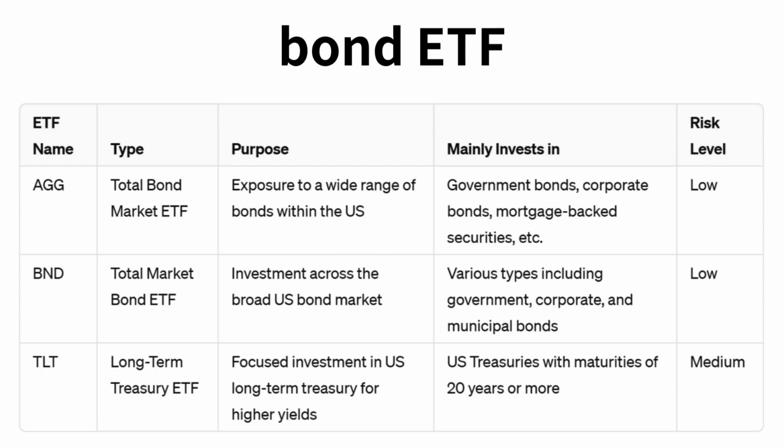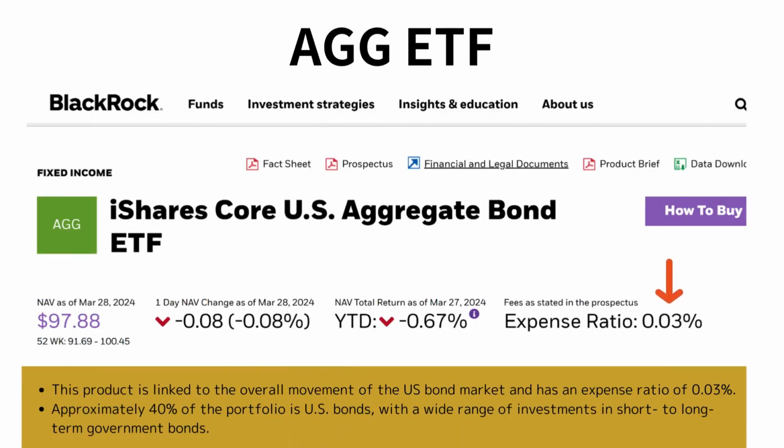TLT is an ETF that focuses on U.S. long-term treasuries, aiming for higher yields but comes with a medium risk level. It is more sensitive to interest rate changes, which can lead to significant price fluctuations based on market conditions. The AGG ETF, operated by BlackRock, is a comprehensive bond market ETF that provides comprehensive market exposure across a variety of bonds issued within the United States. The ETF aims to invest in various types of bonds, including U.S.